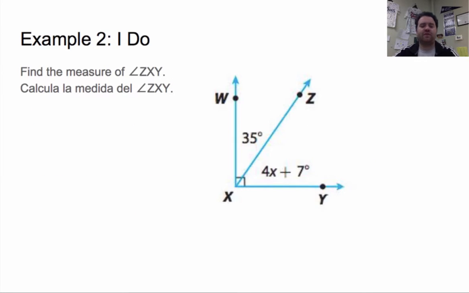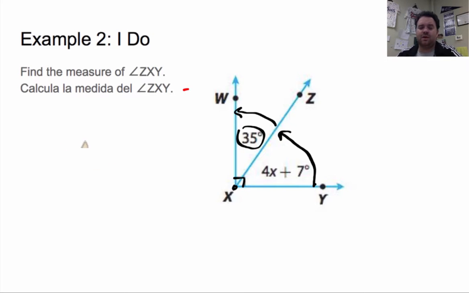All right, so we have another I do. So this is back on your input page. I'm being asked to find the measure of angle ZXY. So here's Z, here's X, here's Y. So I'm being asked to find this angle measure here. And I know that this angle measure here at WXZ is 35 degrees. And if you look, you'll see that those two angles together are complementary.